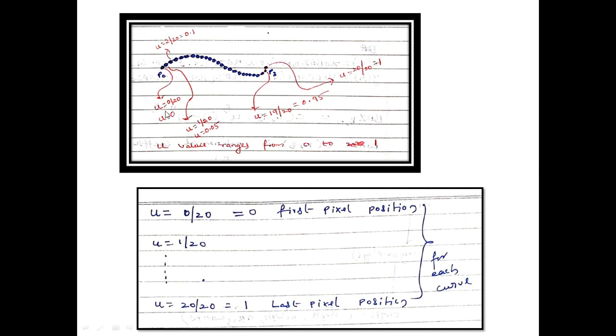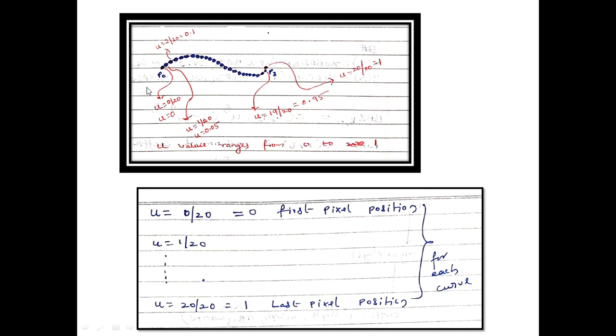But the U value always ranges from 0 to 1 only. This diagram indicates we created one curve in our lab program. In that curve, if you want to calculate each pixel position, you need to calculate the U value. You are supposed to calculate the X coordinate value, and the Y coordinate position value.